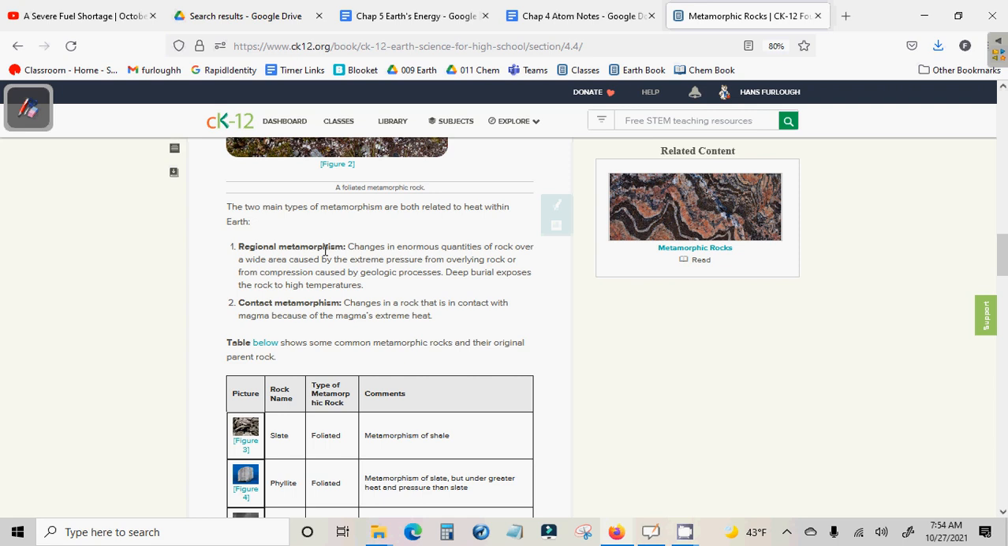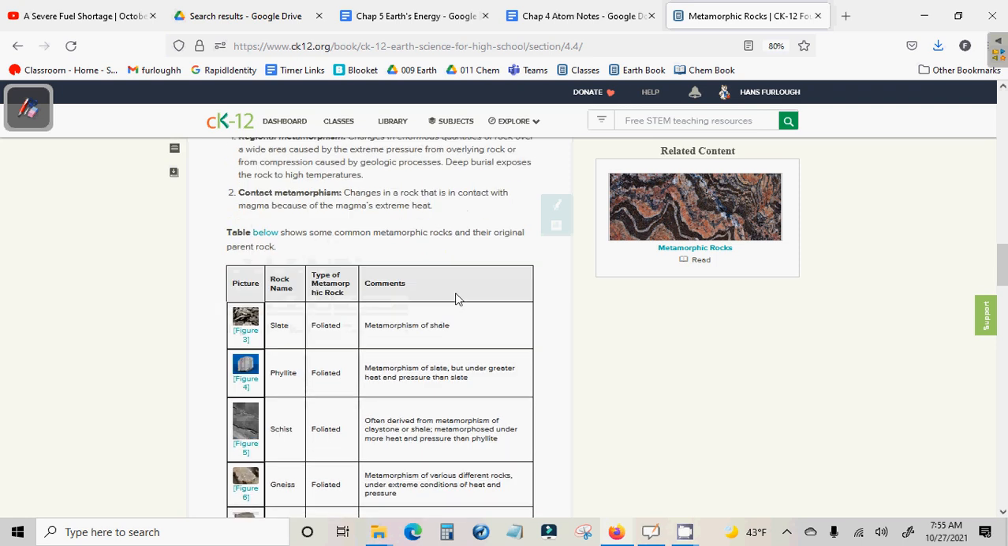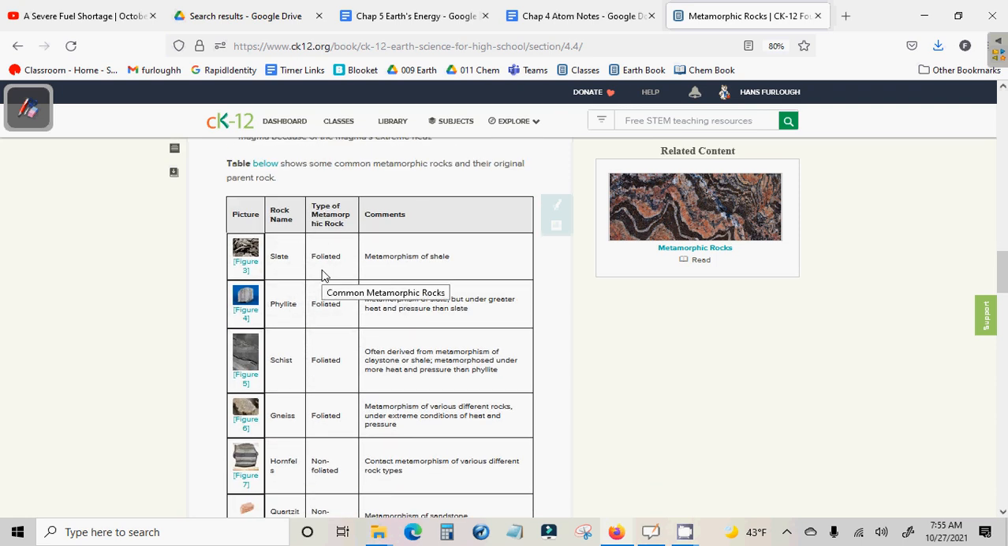Regional metamorphism is where you have heat and pressure over a large area causing a change. So, like deep burial might cause this. Like an oceanic crust being pushed down underneath a continental crust or under another oceanic crust. Contact metamorphism is when the magma or the heat source actually comes in contact with the rock and the heat causes it to change. Okay, now I'm going to zoom in here.